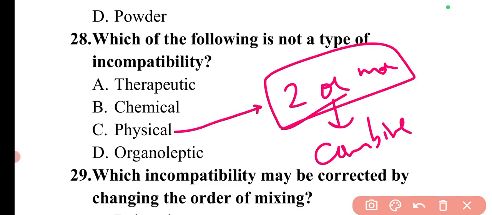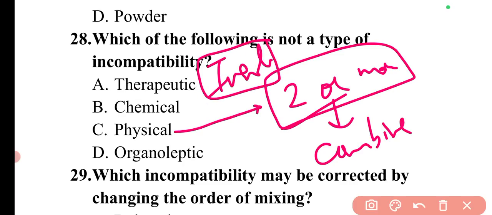For example, insolubility, like when you are mixing a solid in a liquid, and it will not solubilize. Then that will come under physical incompatibility. And what we can do for correcting the insolubility incompatibility, we need to add a suspending agent. So in that way we can solubilize the compound.